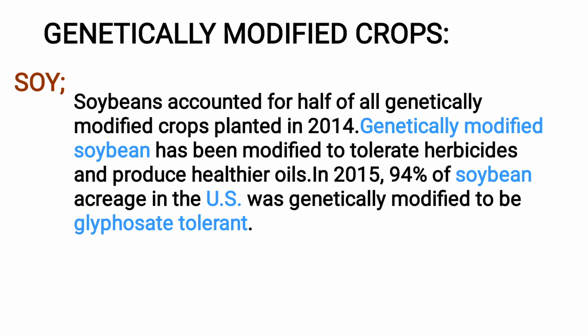Next is genetically modified crops. First is soy. Soybeans accounted for half of all genetically modified crops planted in 2014. Genetically modified soybean has been modified to tolerate herbicides and produce healthier oils. In 2015, 94% of soybean acreage in the US was genetically modified to be glyphosate tolerant.